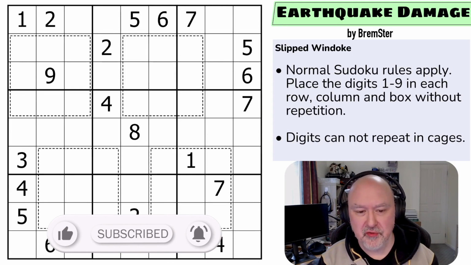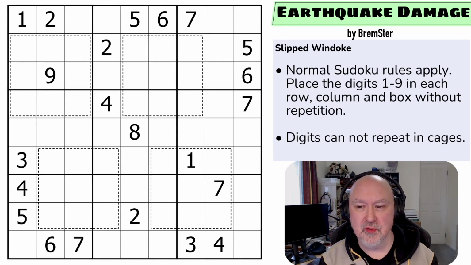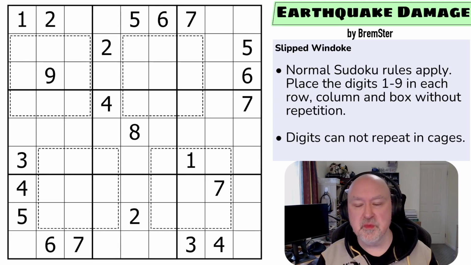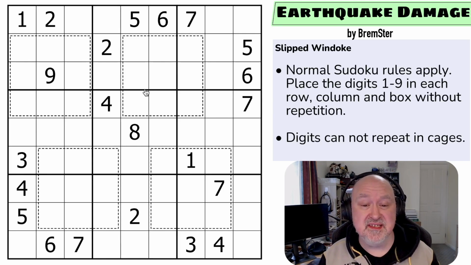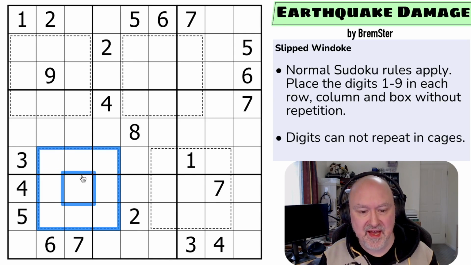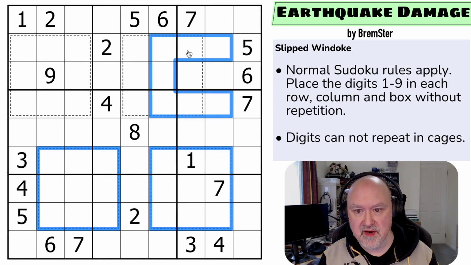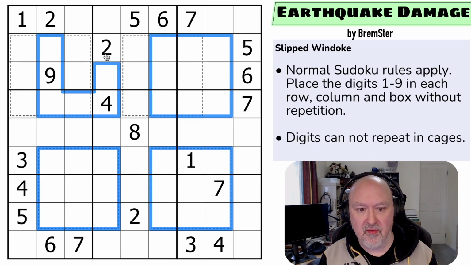I'm calling this constraint a Slipped Windoku, but realistically it's just a cages puzzle. The reason I'm calling it a Slipped Windoku we'll get to in just a second. There'll be a link below to where you can try this puzzle for yourself. Those of you who've been following the series will know what a Windoku puzzle is. It's where you have cages in these positions in the grid where I've put these highlighted cells.